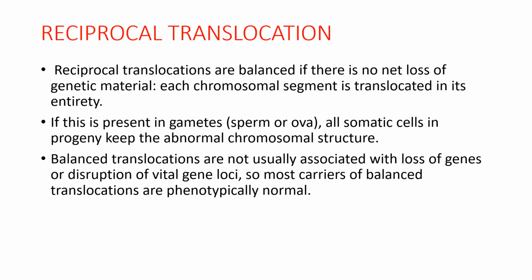Reciprocal translocation. Reciprocal translocations are balanced if there is no net loss of genetic material. Each chromosomal segment is translocated in its entirety. If this is present in gametes, that is sperm or ova, all somatic cells in progeny keep the abnormal chromosomal structure. Balanced translocations are not usually associated with loss of genes or disruption of vital gene loci, so most carriers of balanced translocations are phenotypically normal.